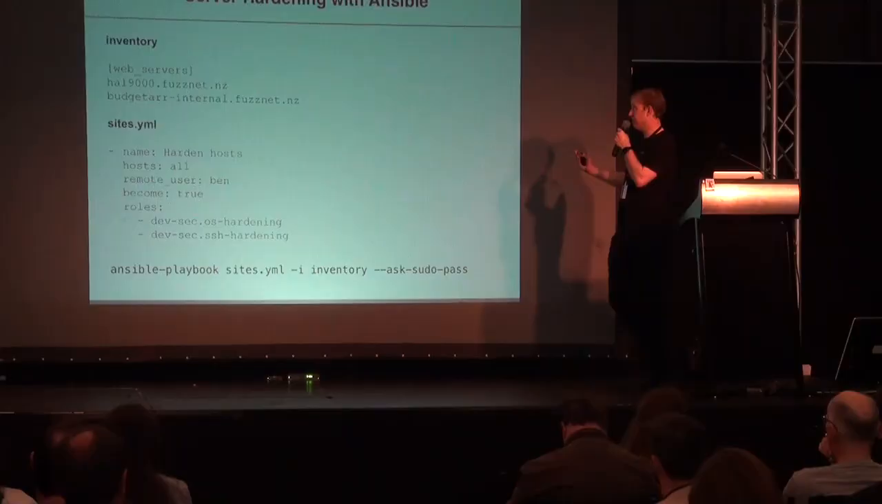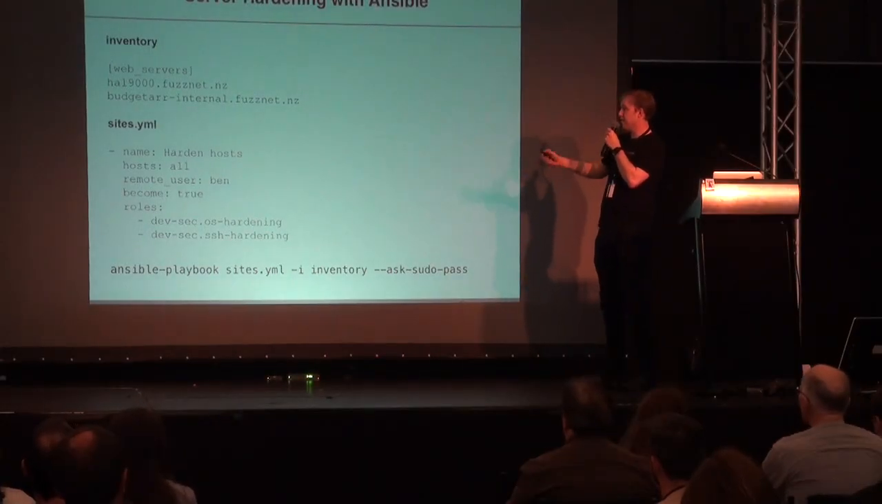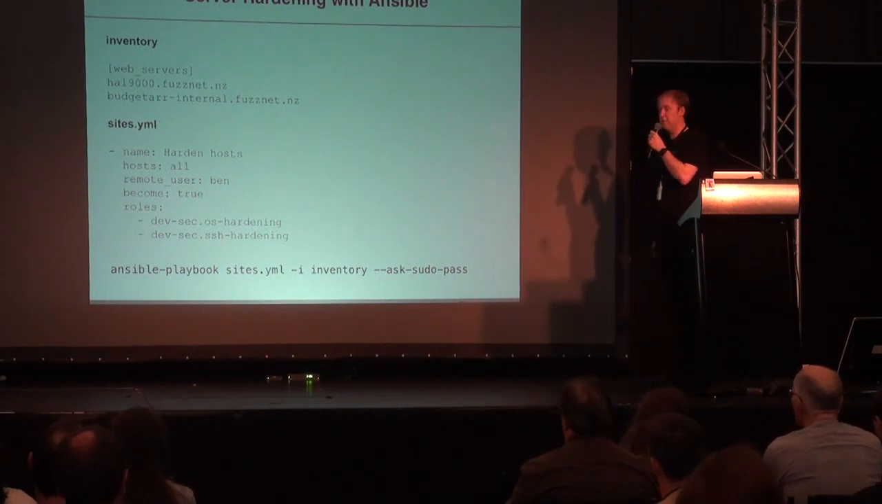So to harden all of our systems using DevSec.io, we create an inventory file that looks like web servers, HAL 9000, BudgetR, which is my internal budgeting app, and my home automation app. I have a problem, as I mentioned. And then in a sites.yaml file, we just say harden all hosts. You can see there hosts: all. And then we assign them the roles of OS hardening and SSH hardening.